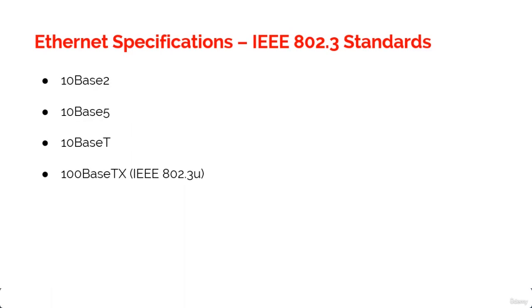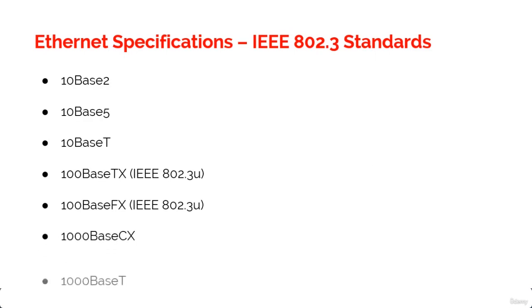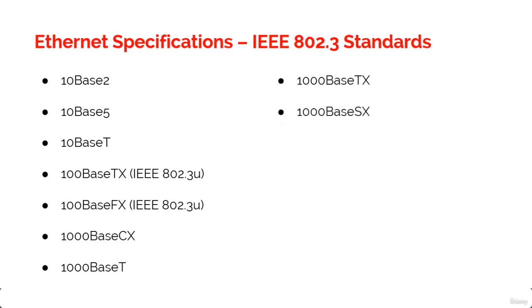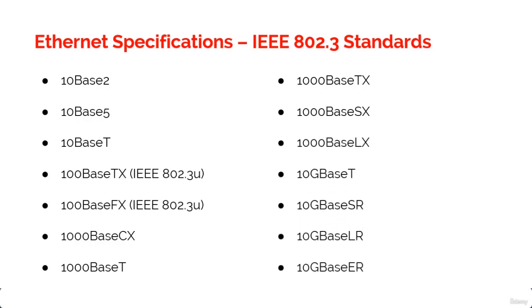100BaseFX, 100BaseCX, 1000BaseT, 1000BaseTX, 1000BaseSX, LX, and so on. I won't be going into so much detail explaining all these standards because no one expects you to remember each and every one of these specifications in detail. What I will do is attach a copy of all the specifications, a PDF file, in the resources section. Make sure that you check the resources section to get the detailed description of all the IEEE 802.3 specifications so that we do not waste time explaining what's not really needed.